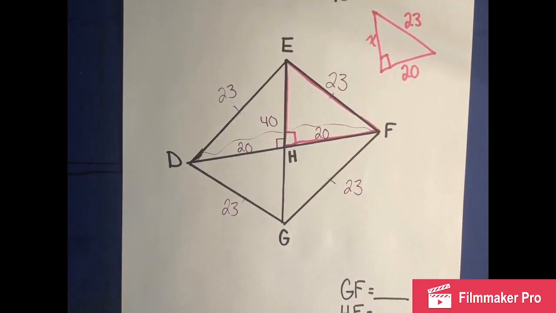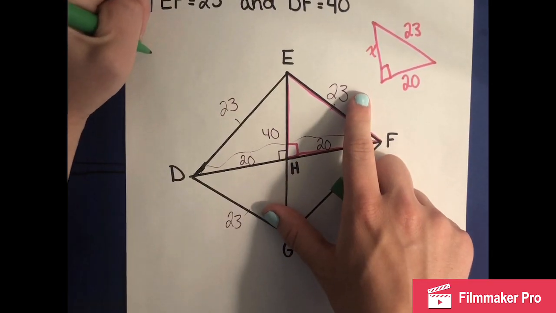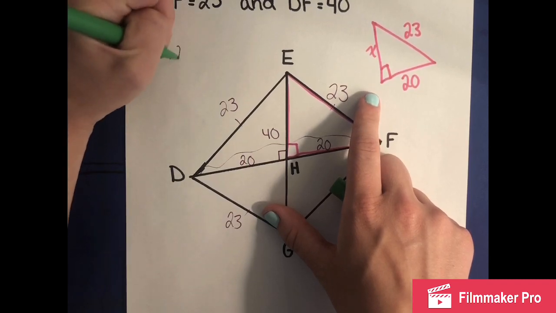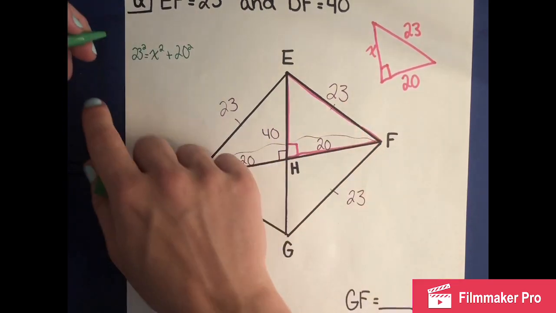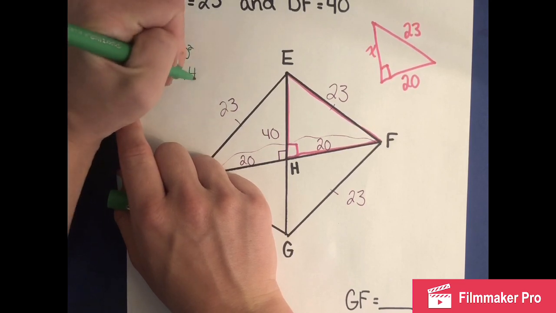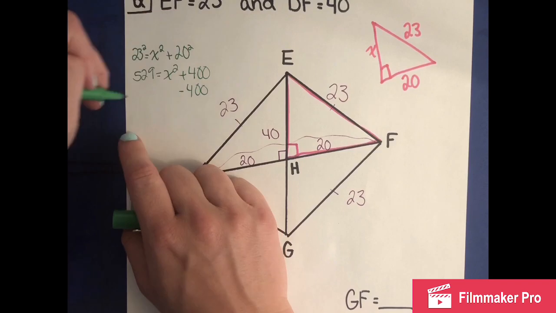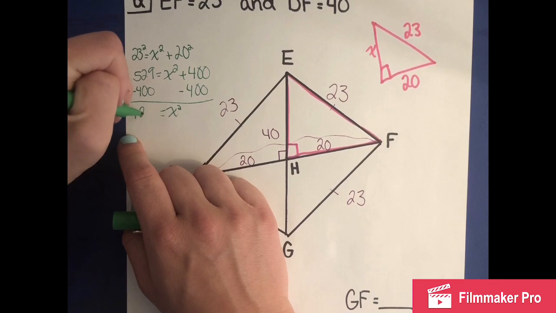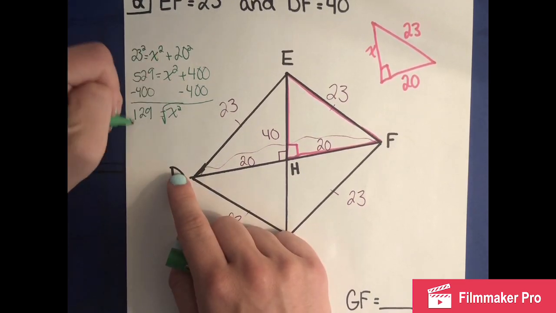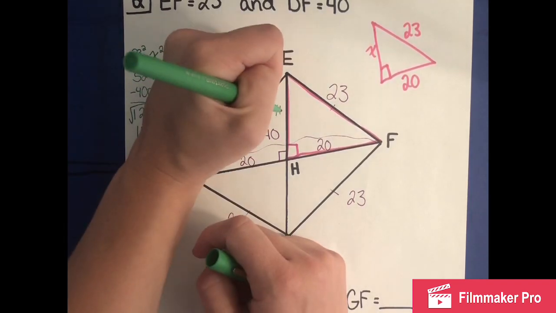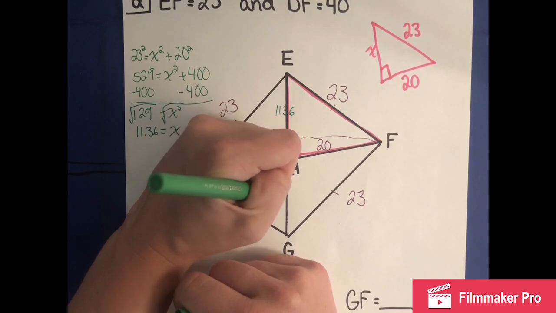How do you find x? Pythagorean theorem, same as always, okay? So I'm going to have, I don't know if you can see that, yeah you can. 23 squared equals x squared plus 20 squared. 23 squared is going to be 529 equals x squared plus 400. We know that one in our heads. Minus 400, minus 400. X squared equals 129. What do I do at that point? Square root, square root. We only care about the positive right now. And that's 11.36. This is 11.36. This is 11.36. Okay.